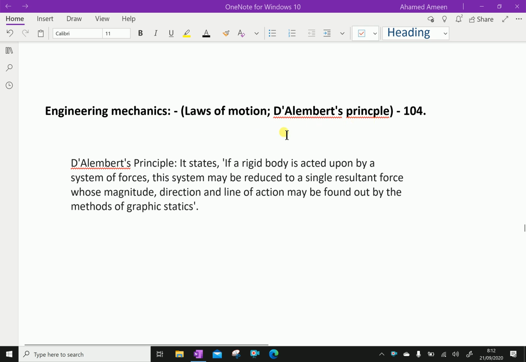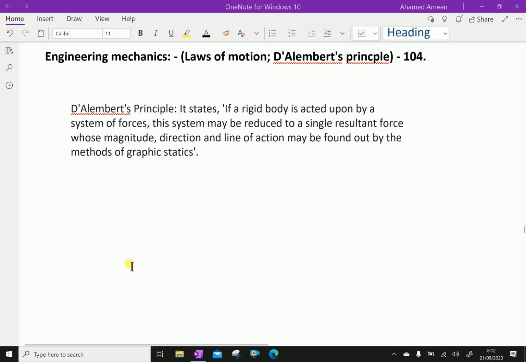In engineering mechanics, let us discuss D'Alembert's principle regarding laws of motion. D'Alembert's principle states that if a rigid body is acted upon by a system of forces, this system may be reduced to a single resultant force whose magnitude, direction, and line of action may be found out by the methods of graphic statics.